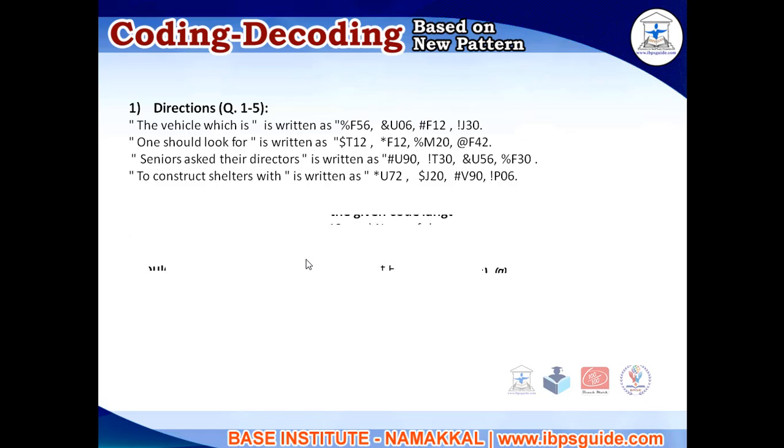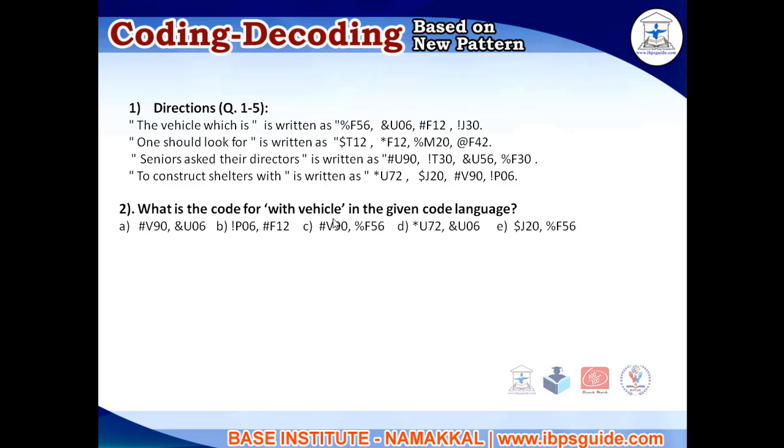In the second question, what is the code for "with vehicle" in the given code language? We can see "with" is a 4-letter word, so 4 into 5 gives 20, and in the last letter, H is a consonant, so the second letter from H is J. And for "vehicle", 7 letters are there, so 7 into 8 is 56, then in the last letter, E is a vowel, so the next letter of E is F. So we can say the answer is option E, that is $J20 and then percentage F56.